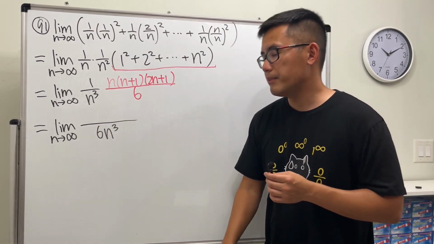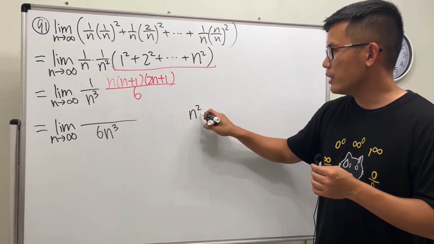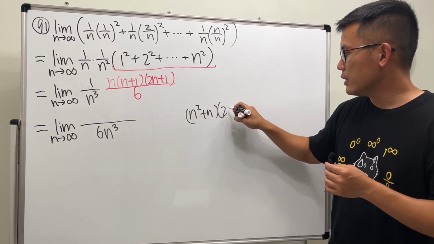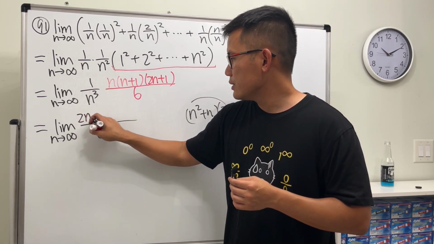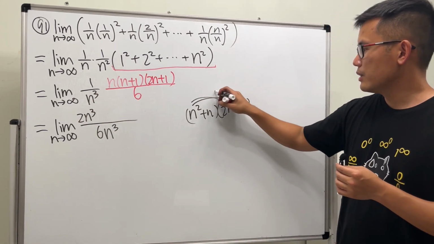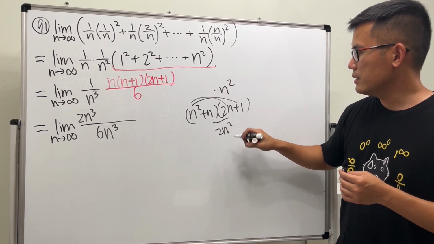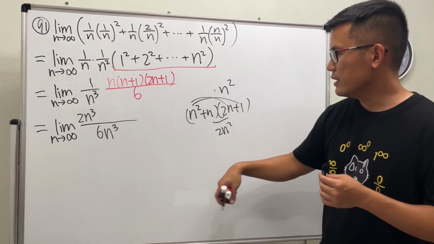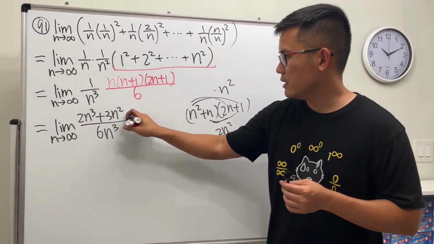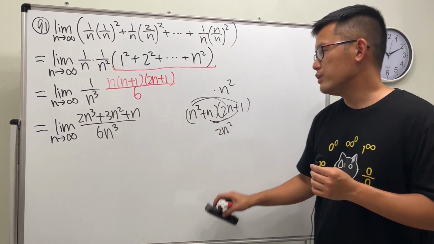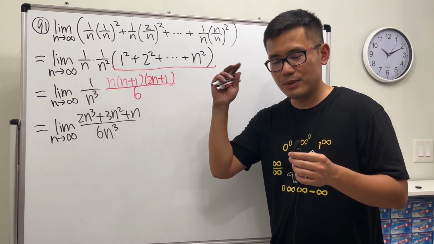On the top, just for fun, I'm going to multiply out for you guys. Here we have n squared plus n, and then we multiply by 2n plus 1. So this right here is 2n to the third power, and then n squared, and then 2n squared. Together that is 3n squared, and lastly we have n. You really don't have to multiply out everything.